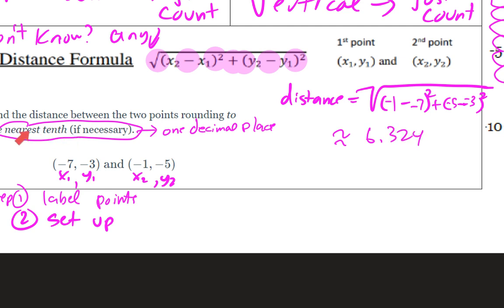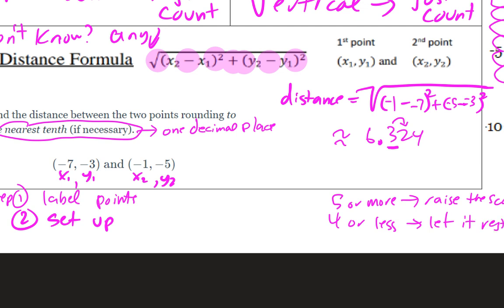The last thing it says is round to the nearest tenth. So the tenth we say is 1 decimal place. So here's how we do it. We're going to underline the decimal place that we need, right? So we need 1. We're going to look to the right of it. Okay, so I'm going to ask the 2 what to do. So 5 or more, raise the score. 4 or less, let it rest.